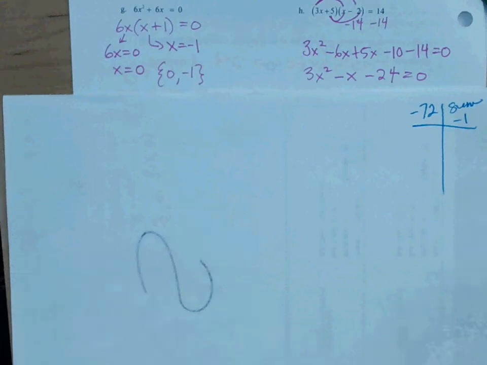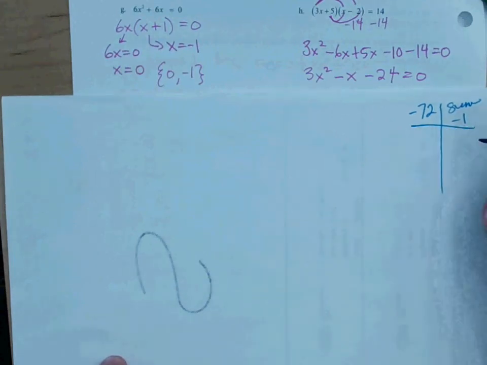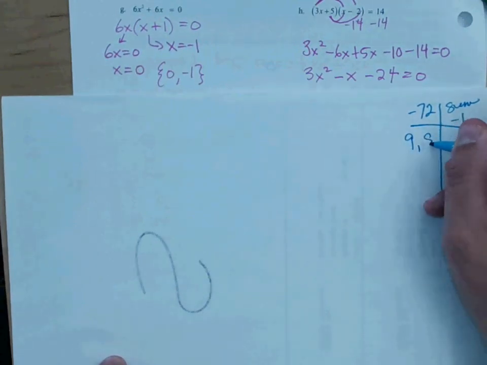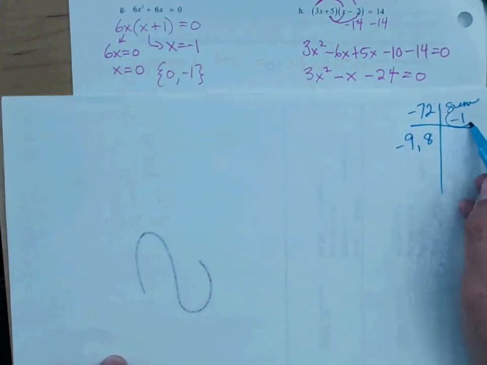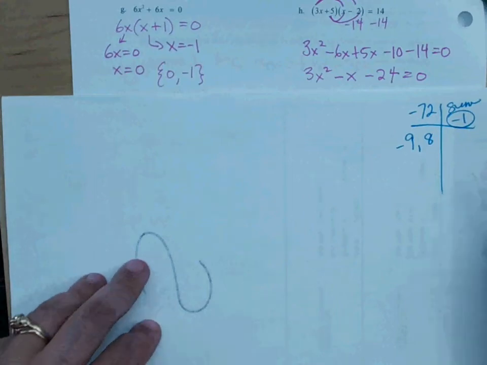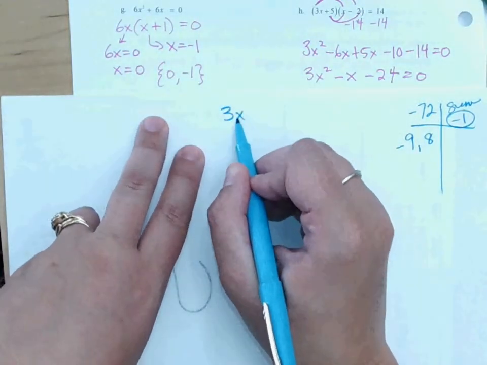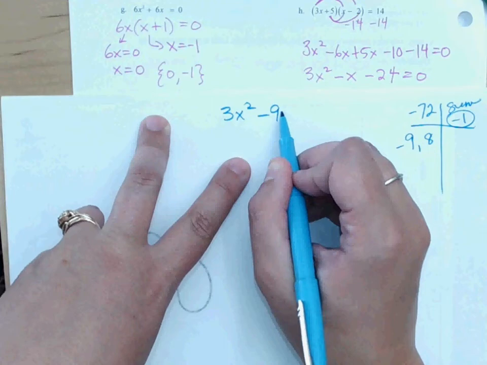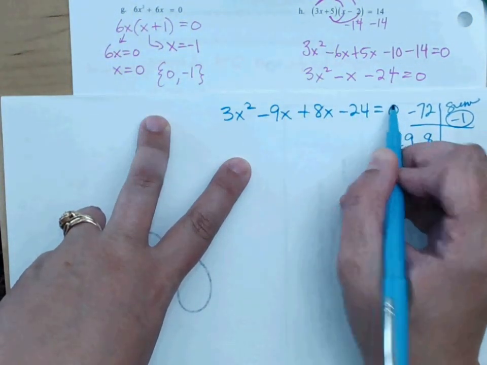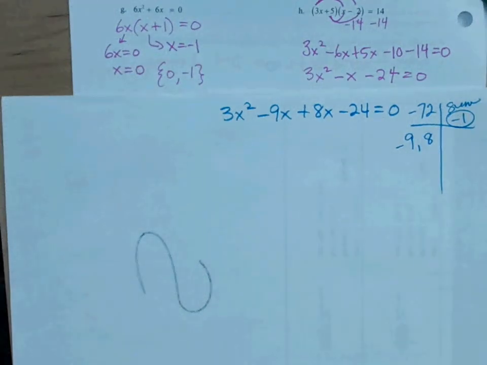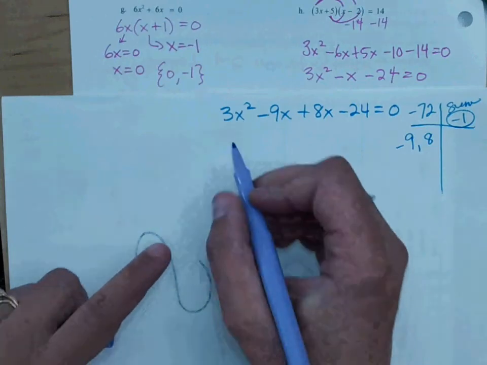Oh, I know it. Do you know it? 9 and 8. 9 and 8 give you 72, and if they have different signs, which one will have to be negative? The 9. Why is the 9 going to be negative? Has to be a -1. Okay, so for factor by grouping, 3x squared minus 9x plus 8x minus 24 equals 0. Why did I put the 9x first?